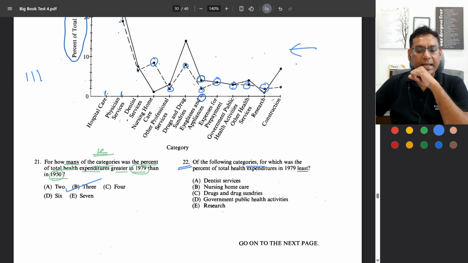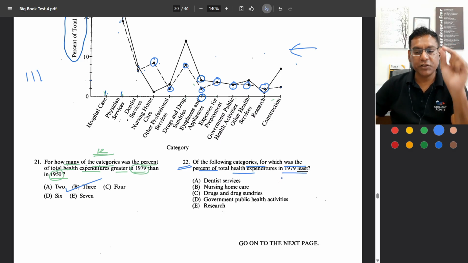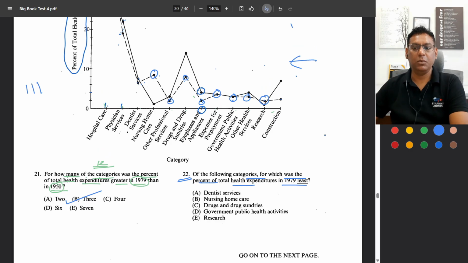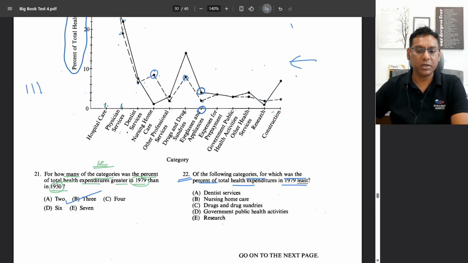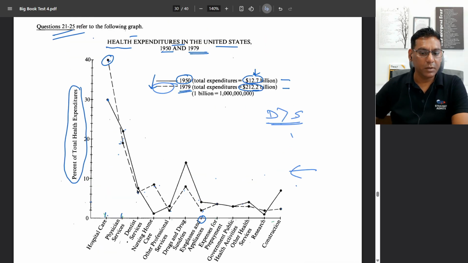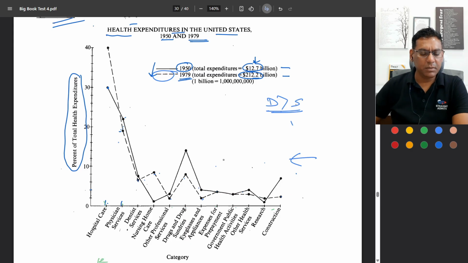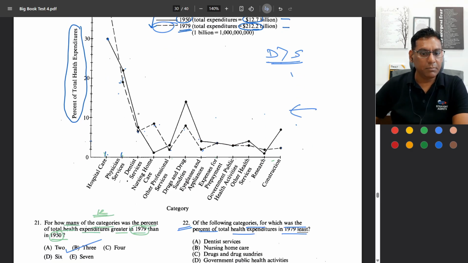Question 22. Of the following categories, for which was the percent of total expenditure in 1979 least? So in 1979, which category has the least expenditure? So the smallest number in 1979 is what I want. Let me just get rid of this for simplicity. I want the smallest number in 1979. What is the smallest number in 1979? These are all big numbers. The smallest numbers are these: 1, 2, 3, 4. Then the other numbers are fairly big.